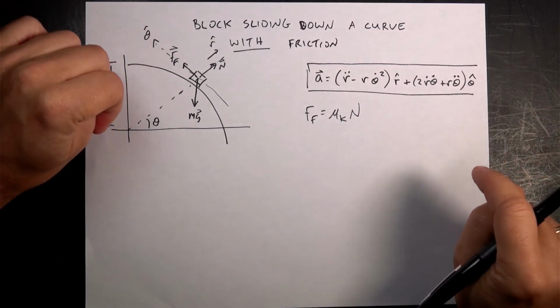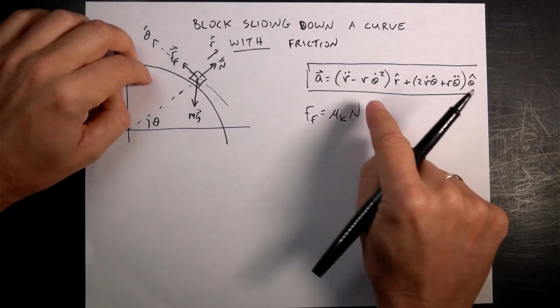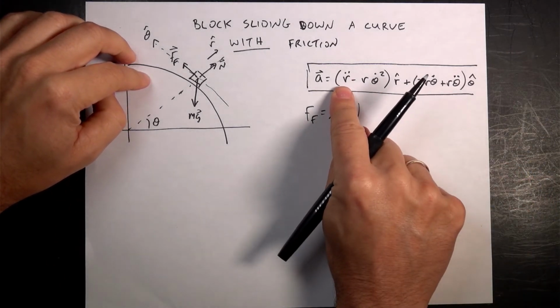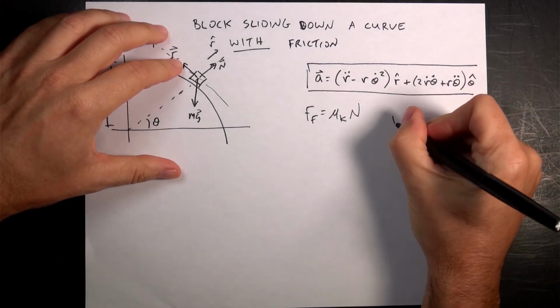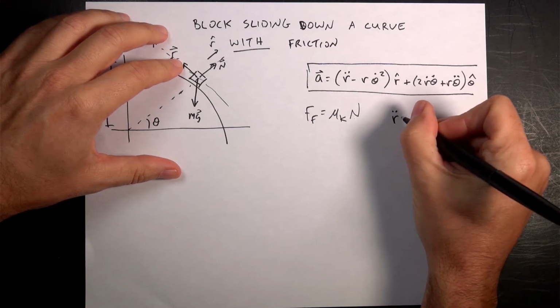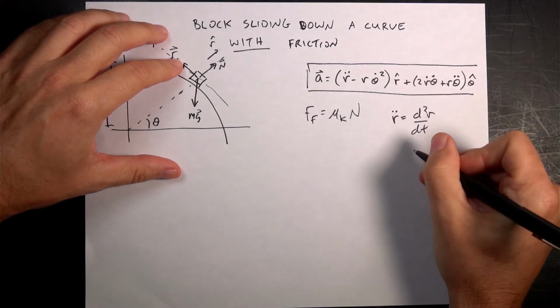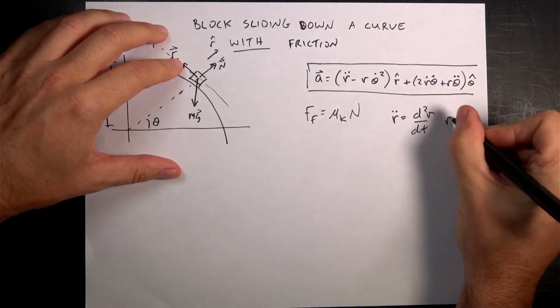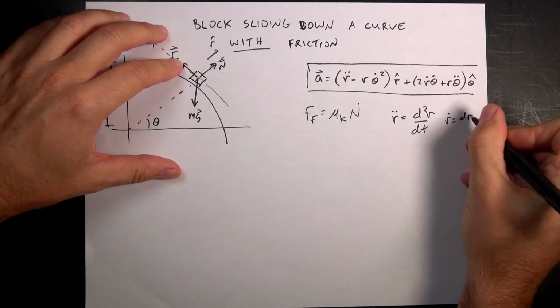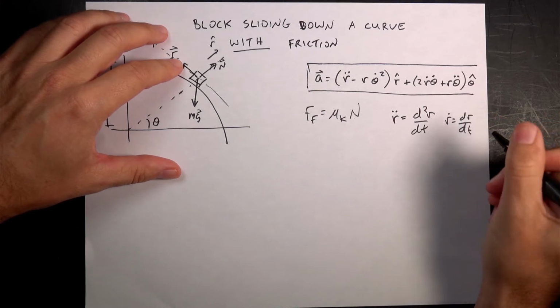I do have a video on this. I'm probably going to make a new video on this too. But there's my acceleration vector. As a reminder, r double dot notation is the second derivative of r with respect to time. r dot right there is the first derivative. And we write that because it looks cool and it's simpler.